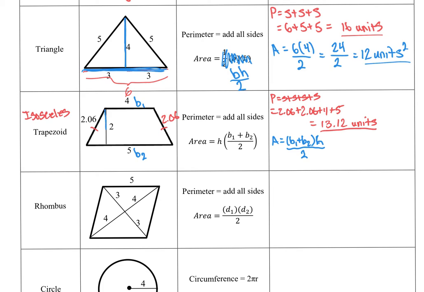Also notice that this is our height, right? This is the side or the line that's going straight up and down. So 2 is the height, not 2.06. 2.06 is leaning.